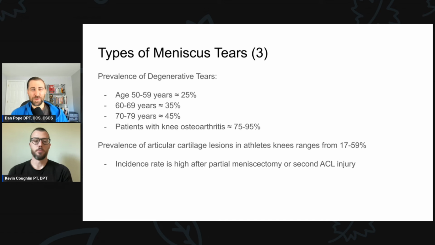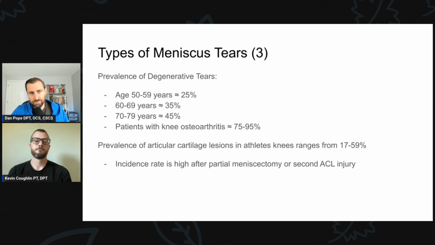And then the prevalence of degenerative tears. We see this increase with age. Between the ages of 50 and 59, roughly a 25% prevalence. Between the ages of 60 and 69, a 35% prevalence. Between the ages of 70 and 79, 45% prevalence. But in patients with diagnosed knee osteoarthritis, it's as high as 75 to 95%. That's just super high.